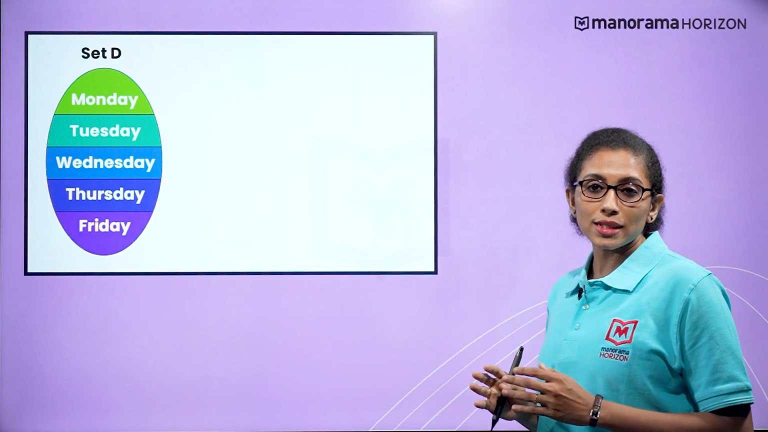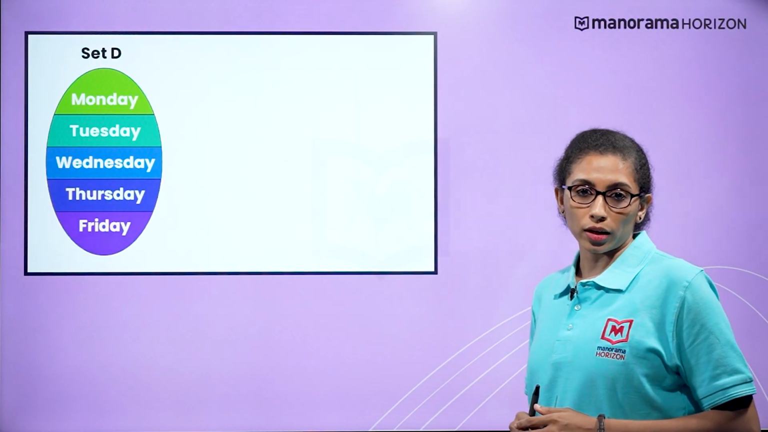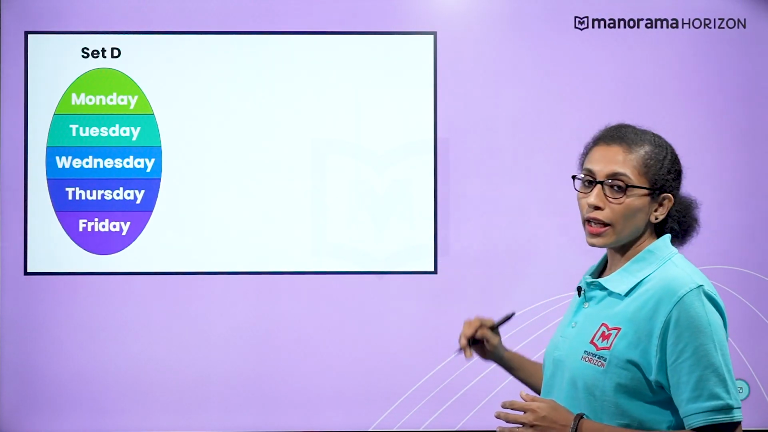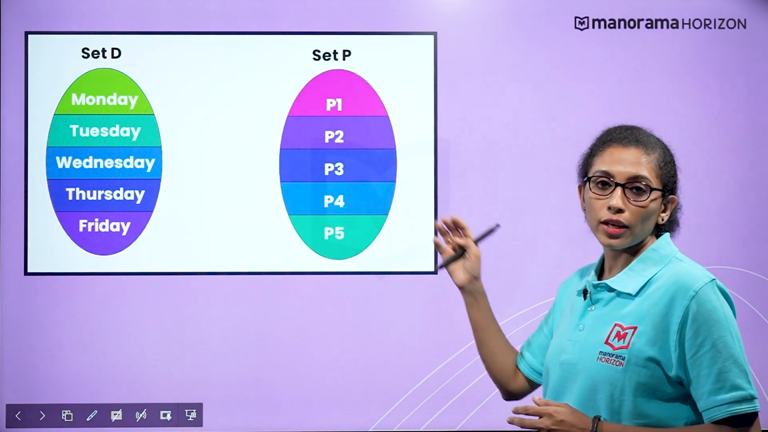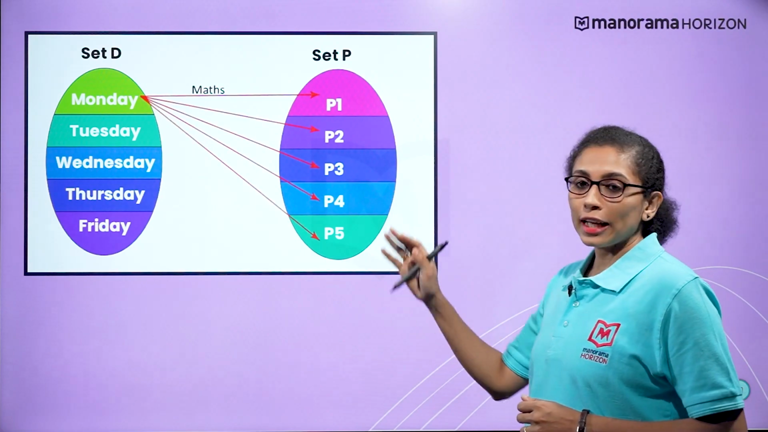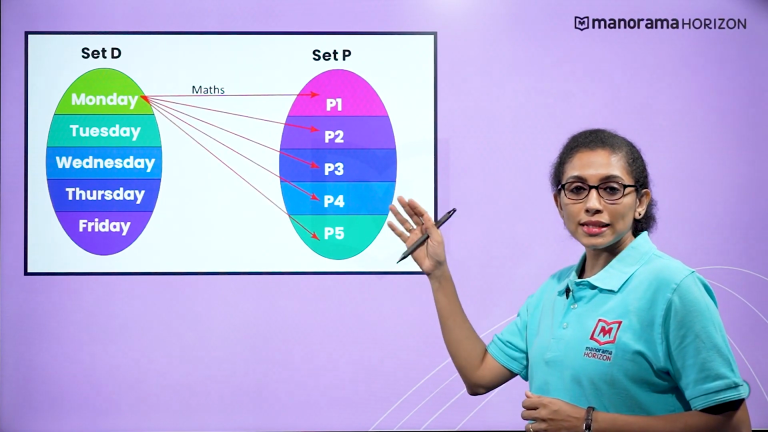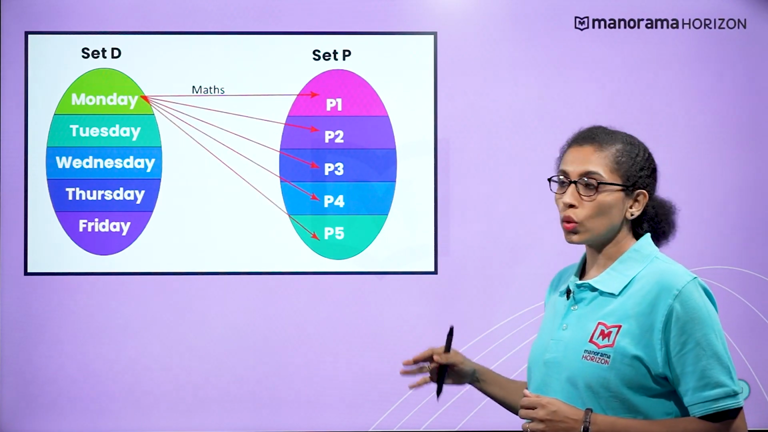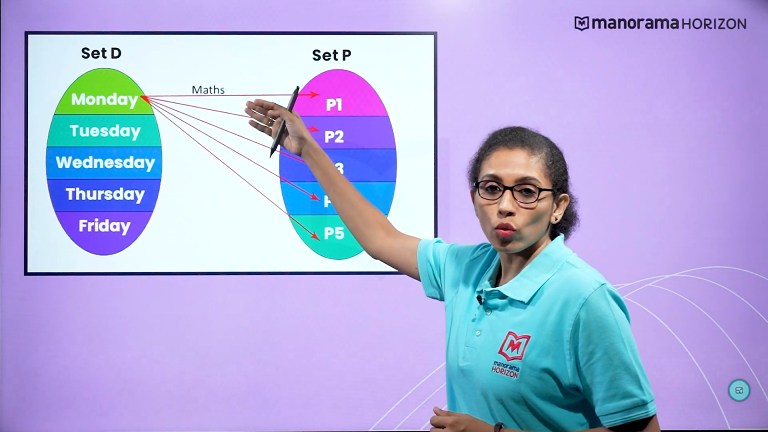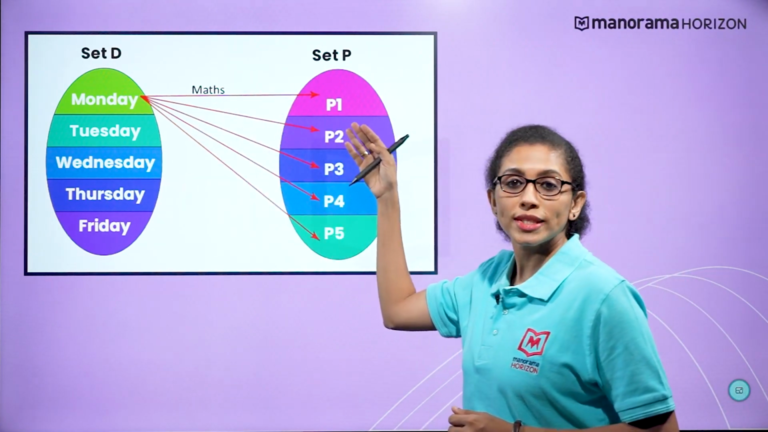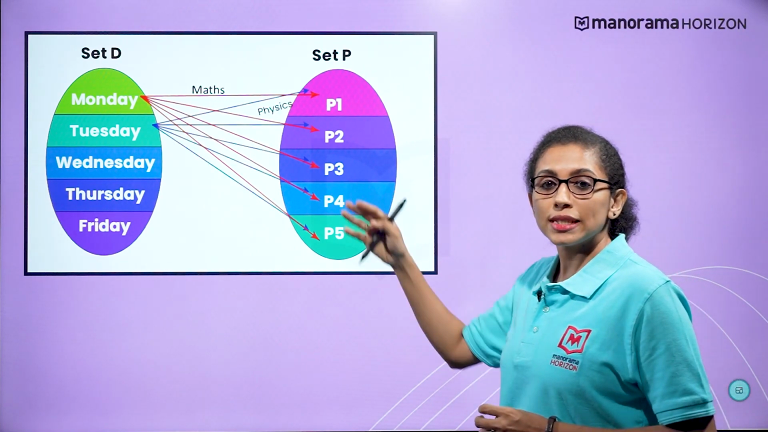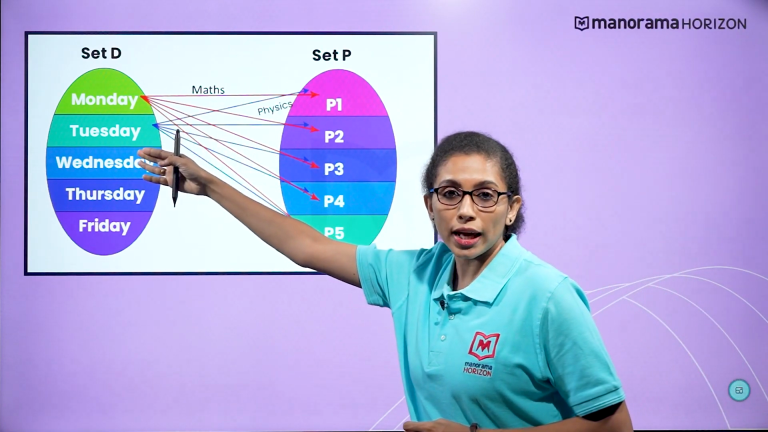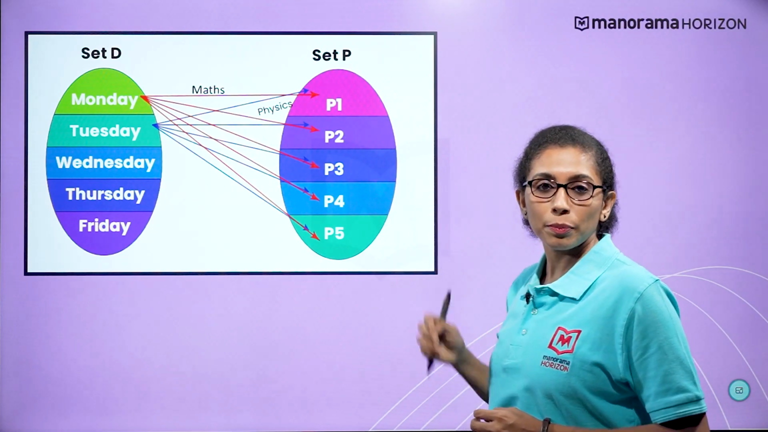We can understand this using an arrow diagram. Set D on the left, set P on the right. Monday first period is maths, Monday second period is physics and so on. So we can draw 5 arrows from set D to set P. Similarly, we can draw arrows from the set D element, that is Tuesday, to each element in set P.